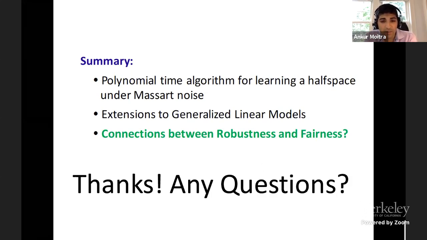Mickey asks, what happens if there is some structure in the noise probabilities? For instance, the noise probabilities eta of X are a decreasing function of the distance from the decision boundary, but otherwise are arbitrary. Does this help? That is a really good question. I'm afraid I don't know much about it.